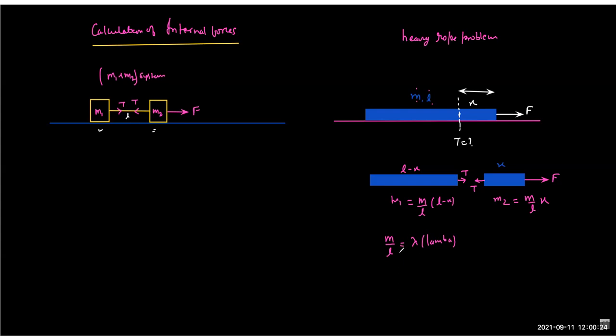So the acceleration would be T upon M1. Once again, the answer must be in terms of M, L and X, and T is not there.